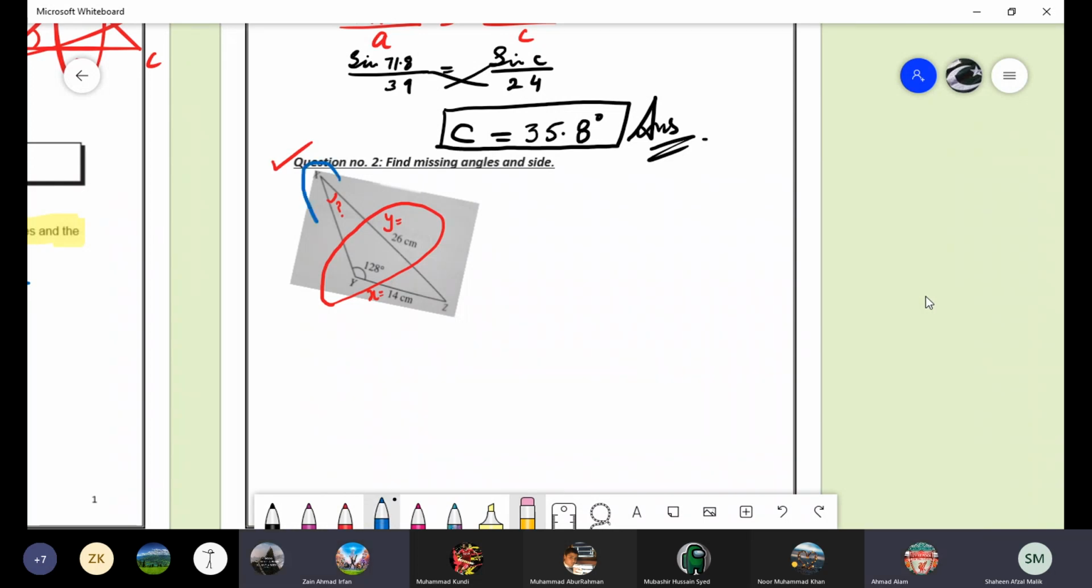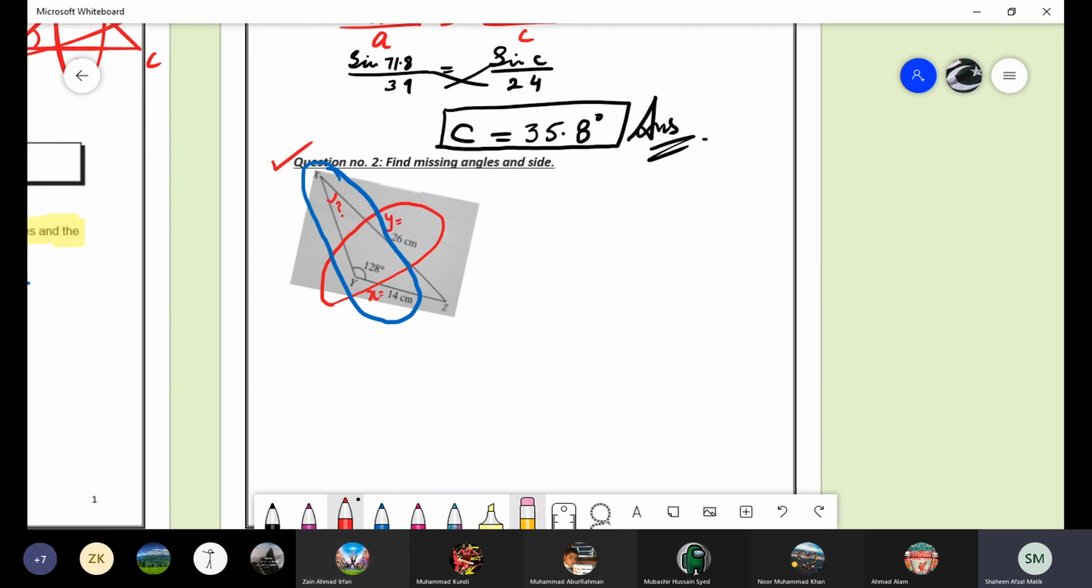Now, first we can find out x, and then with the sum of angles in a triangle we can find the other angle. Very good. So what should be the very first step? How will you find out angle x? Sine y over y equals sine x over x.